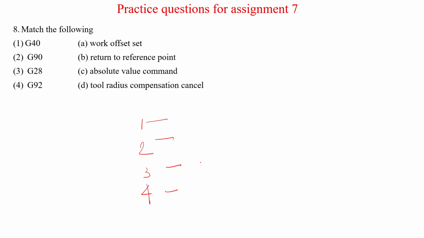G90 is absolute value command. Okay, 1 is C. Okay, sorry, sir, 1 is D. G92 is C. Yes, sir. And 3 is G28. I have told, return to reference position. Start point, A. Then 4th is A. See, 92 you don't know, but from this you can find. Yes, sir. Okay, very easy.